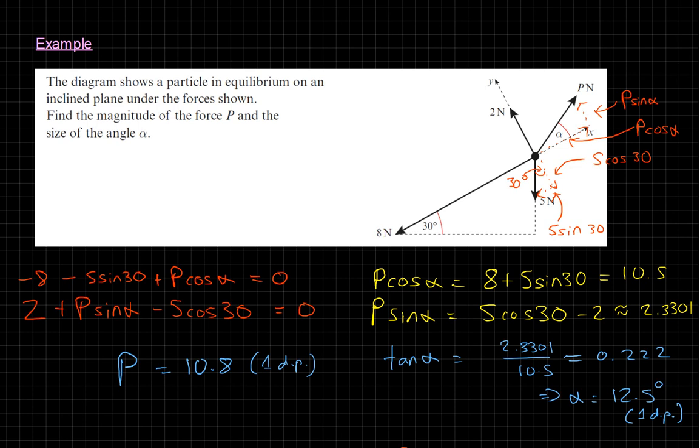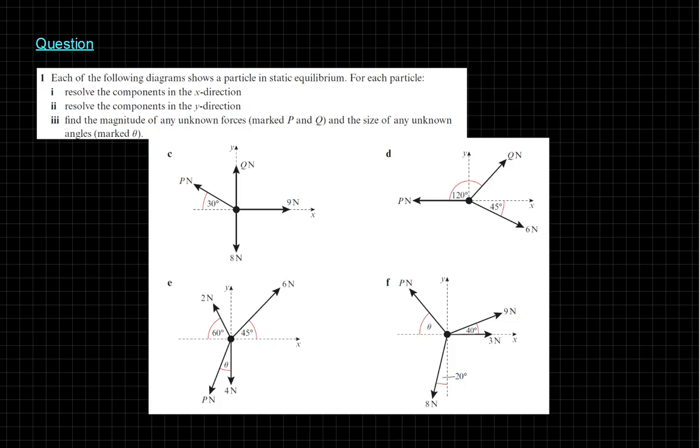We've got alpha, we've got P, and the way we're doing it is by picking an axis which has one axis parallel to the slope and the other axis perpendicular to the slope. And that doesn't just work for this question. That's how you should do it for all inclined plane problems. Okay, cool.